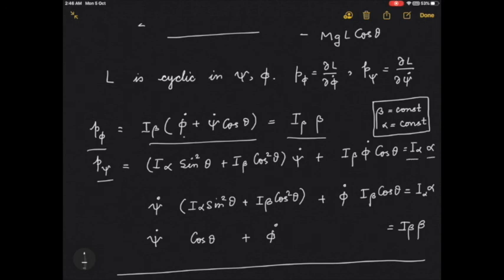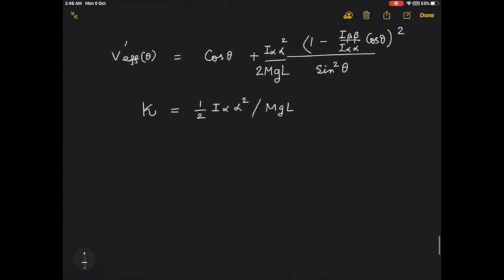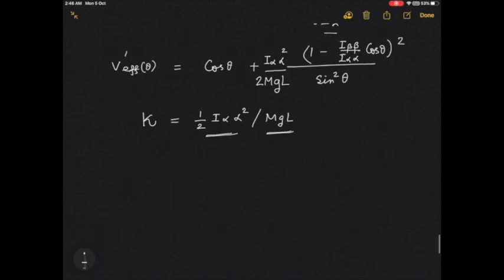So alpha is like angular velocity. So if I have I alpha alpha square by 2, that is like the kinetic energy because of the angular velocity. So that is what I have in the numerator of kappa. In the denominator also I have mg capital L, which is like the effective potential energy or the characteristic potential energy. Kappa is the ratio of these two.